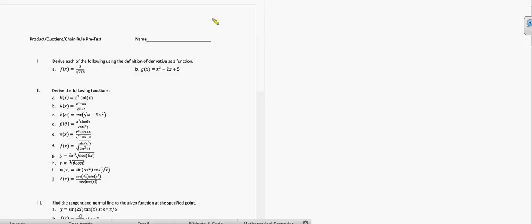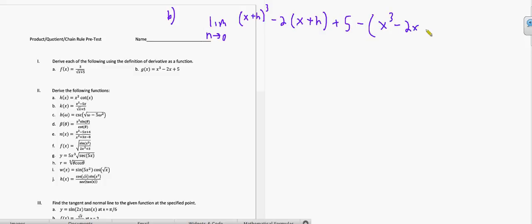So we're going to start with the limit as h goes to 0. This is b again, okay? The limit as h goes to 0 of f of x plus h, which is (x plus h) cubed minus 2(x plus h) plus 5, minus f of x, which is x cubed minus 2x plus 5. And that is going to be over h. No problem. Now what I've got to do is expand out this top, cancel out all this stuff, and the h's should cancel. That's all we've got to do.